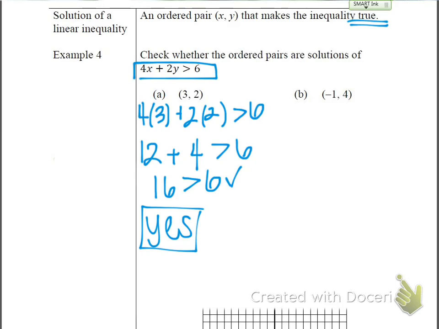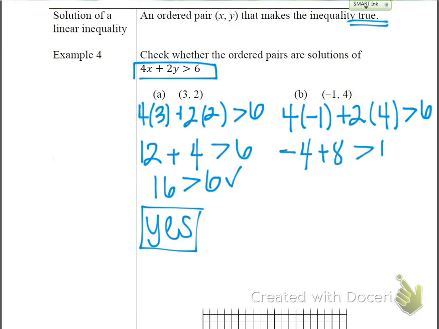Okay, so what I want you guys to do is try -1, 4 and tell me if it is or is not a solution. Okay, so for B, what did you guys plug in for x? Good, -1 plus 2 times, what did you plug in for y? Excellent. Greater than 6. Okay, 4 times -1 gives me -4 plus 8, greater than 6. What's -4 plus 8? 4. Is 4 greater than 6? No. So is this point a solution? Nope.